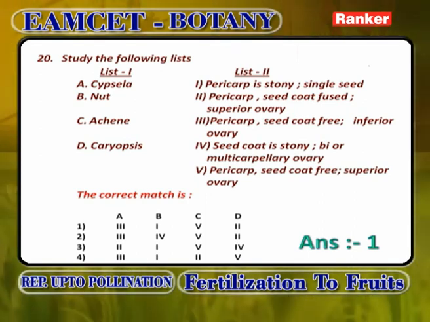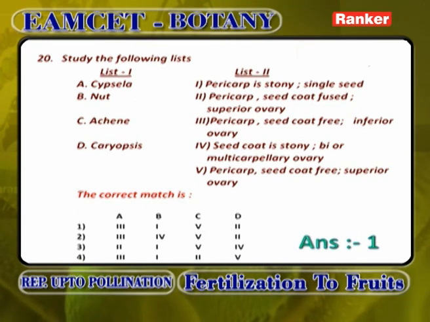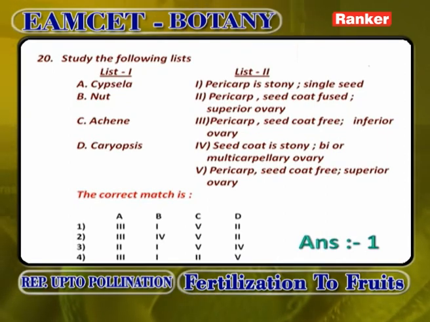List 1, list 2. Cypsela, nut, achene, caryopsis. A is 3, Cypsela: pericarp and seed coat are free, inferior ovary. Nut 4: seed coat is stony, bi or multicarpellary ovary. Achene 5: pericarp and seed coat are free, superior ovary. Caryopsis is 2: pericarp and seed coat are fused, superior ovary, because caryopsis is a fruit of the family Graminae or Poaceae, and here the fruit wall and seed coat are always completely fused. Here the fruit is not called fruit, it is called grain.